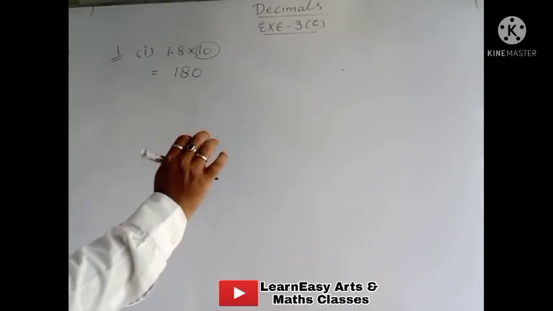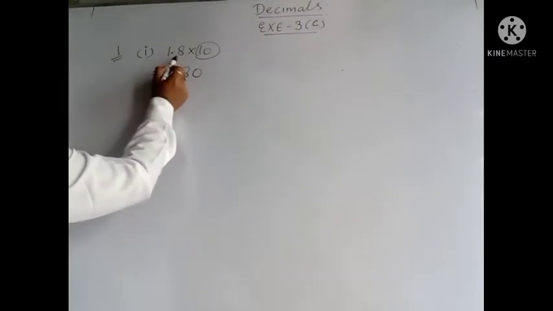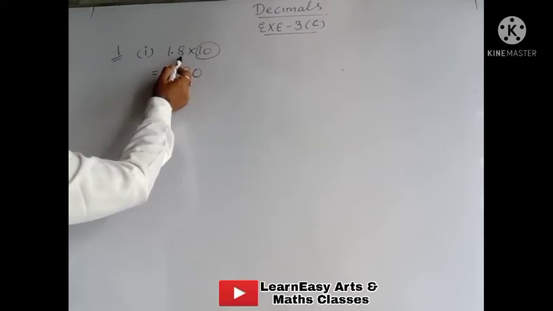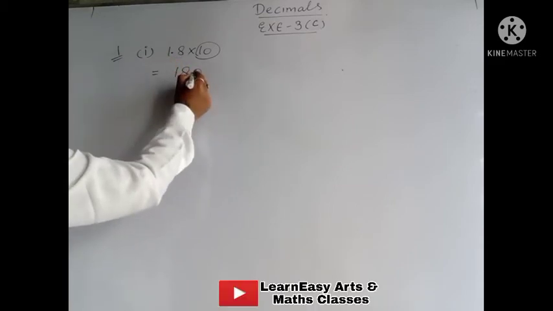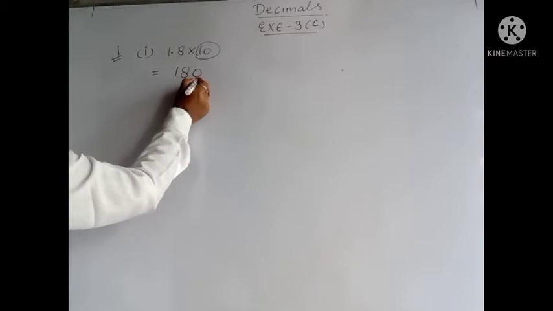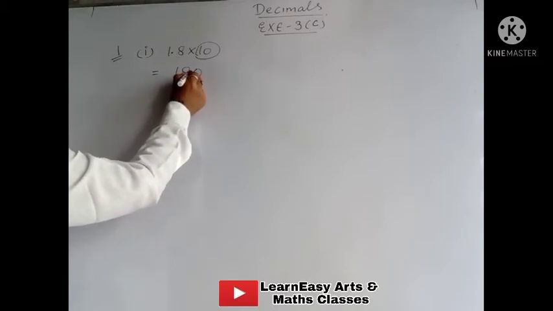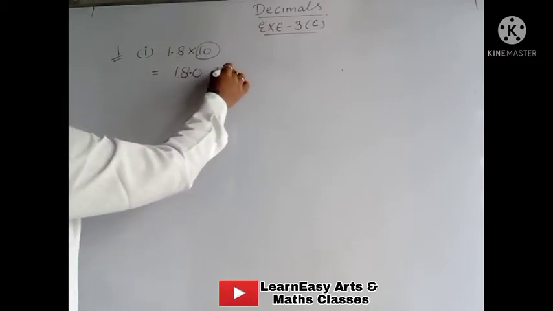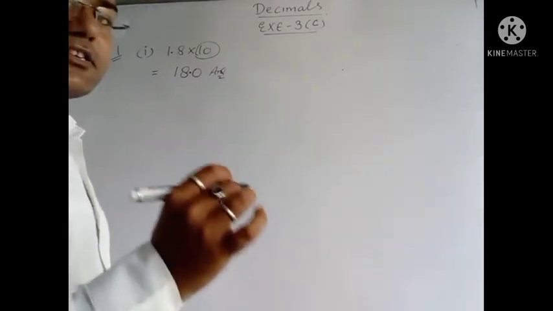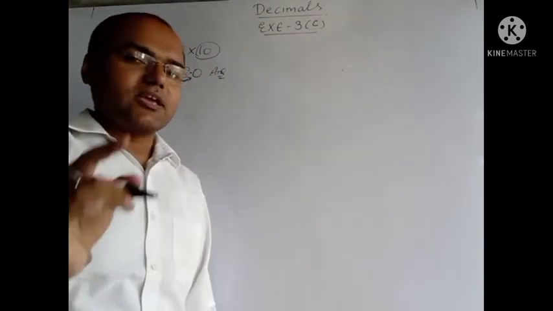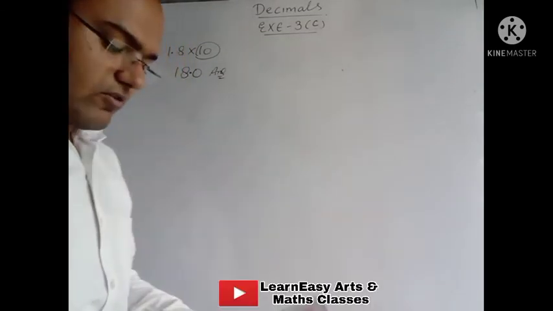Now point also we have to put. In this number the point is before one digit. From the last, the decimal is before one digit. So in the answer also from the last we will put the point before one digit. So our final answer is 18.0, and 18.0 means 18 only. So this is your answer of first part.